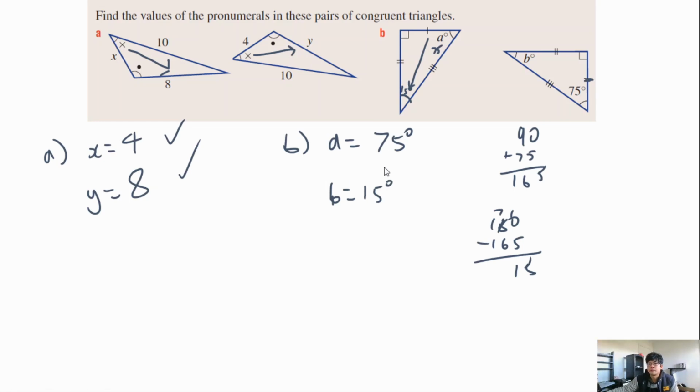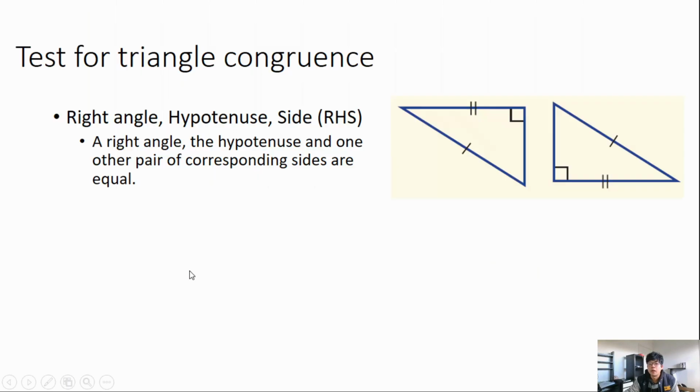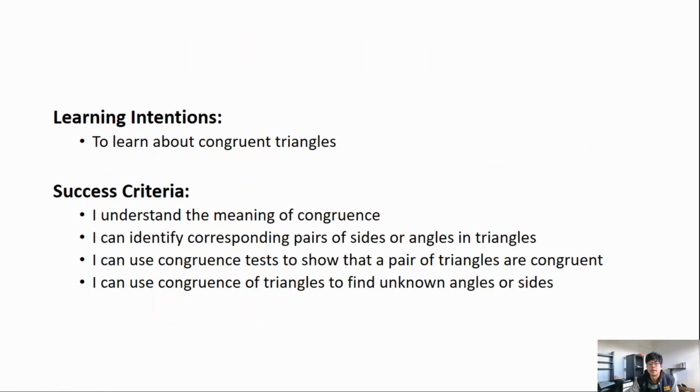Alright, so that brings us to the end of this lesson. Hopefully you do have a better understanding of congruency and congruent triangles now. It was a bit of a tricky topic, so please make sure you are asking your teacher a lot of questions in class. And hopefully by now we all understand the meaning of congruency, can identify corresponding pairs of sides or angles in triangles, can use congruence tests to show that a pair of triangles are congruent, and finally can use congruence of triangles to find unknown angles or sides.